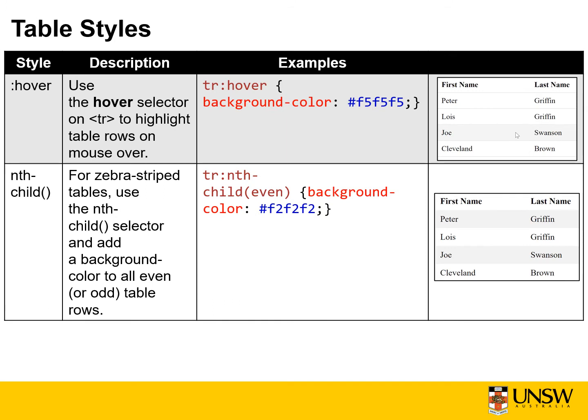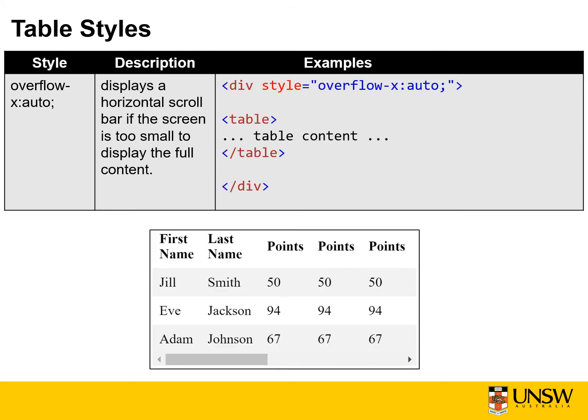There are two useful pseudo-class selectors that can be used in conjunction with a background color property in order to change the background color of tables. nth-child selector is used to add a background color to all even or odd rows. And hover selector is used to highlight rows when mouse hover on them. And finally, the overflow property is used to display a horizontal scroll bar if the screen is too small to display the full content of the table.